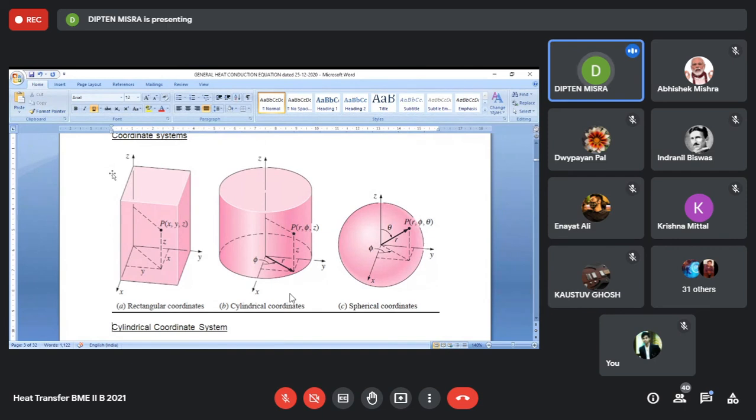Diffusion will take place where a high quantity is being distributed towards a region of lower quantity of the same thing. If you have a higher concentration of some mass at a point, it will tend to distribute that to the neighborhood. So its own concentration will decrease and the neighborhood concentration will increase. Ultimately it will come to a state where the concentration becomes uniform all through. Then there is no further diffusion.